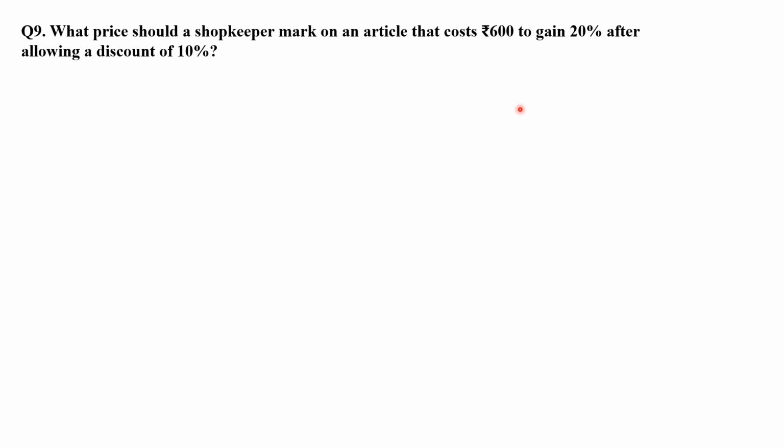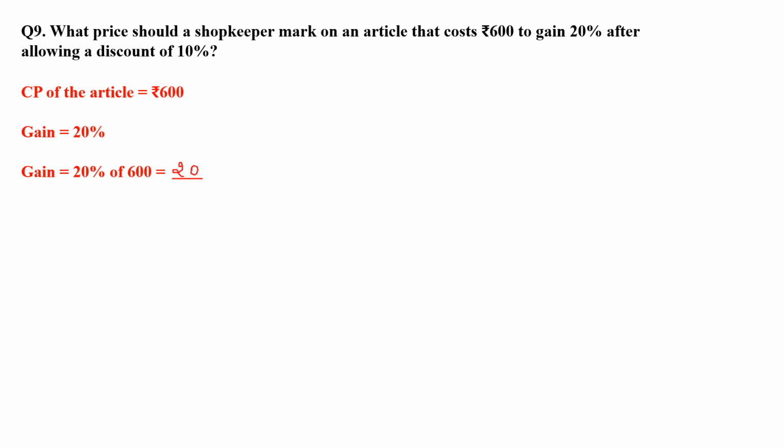Now how to find it? See, cost price is given and gain percent is given. So from this information you can find the selling price. Okay, so let's calculate it. So cost price of the article is 600 rupees, gain percent is 20%. So gain will be 20% of 600 rupees. We already know that gain percent and loss percent we always calculate on the cost price of the article.